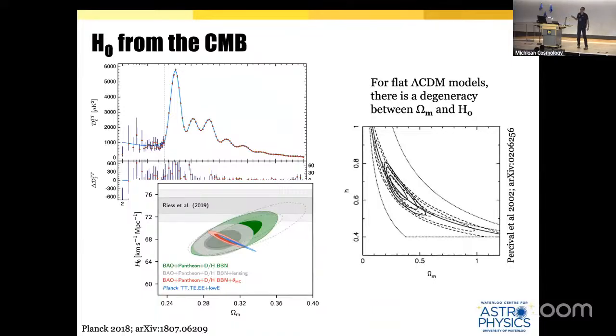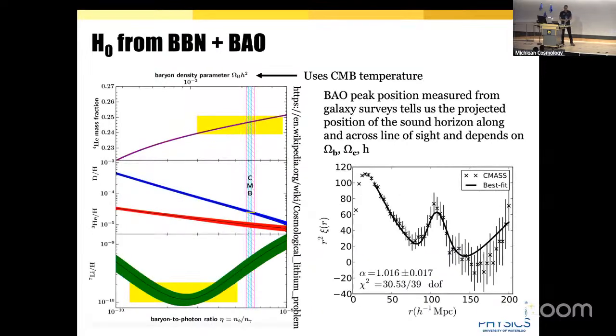Oh, okay. I had a slide on that I'd forgotten to put in. You get this Omega_m h squared degeneracy for flat models. You can break it with peak heights. You do that, and you find low values of H0. It is not just the CMB that is giving these low values of H0.